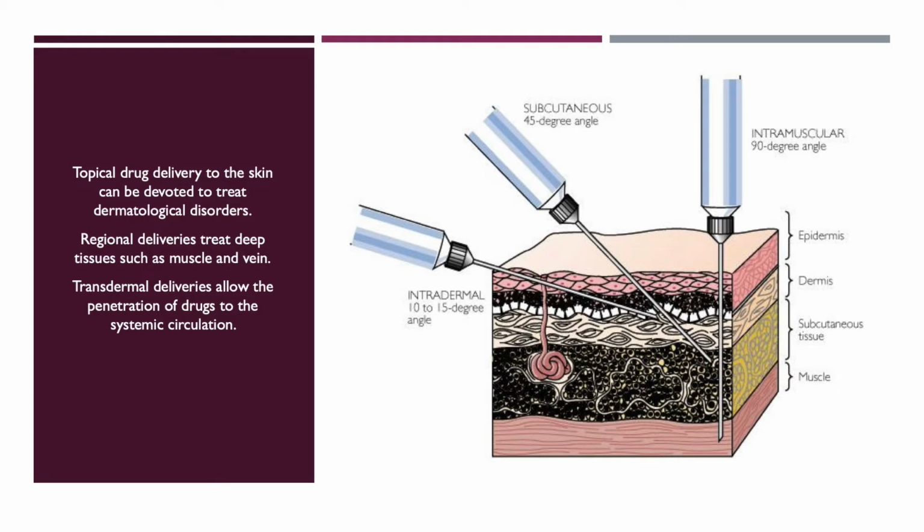The goal of topical delivery is to create a reservoir of drug in the skin. Penetration of the active molecule to the deeper skin layers or systemic circulation is not necessary. Regional delivery requires deeper penetration than topical delivery, as the drug has to reach muscles and veins. Transdermal delivery aims to treat systemic conditions by penetration of the drug into the systemic circulation.